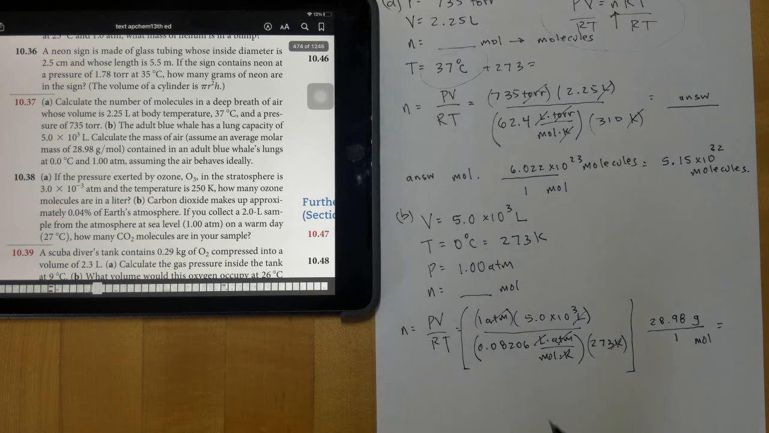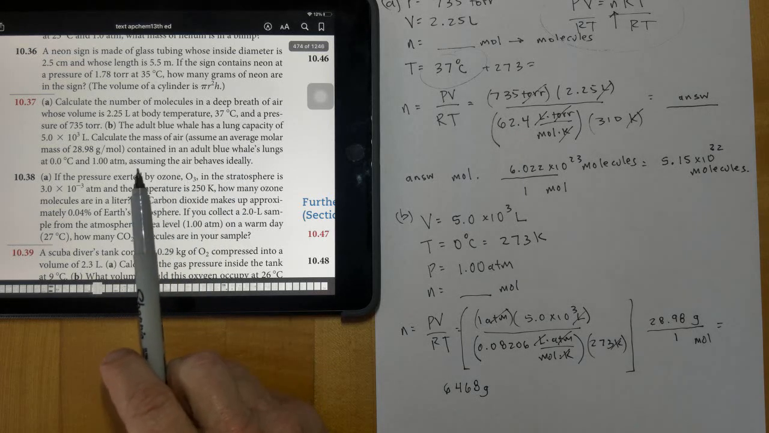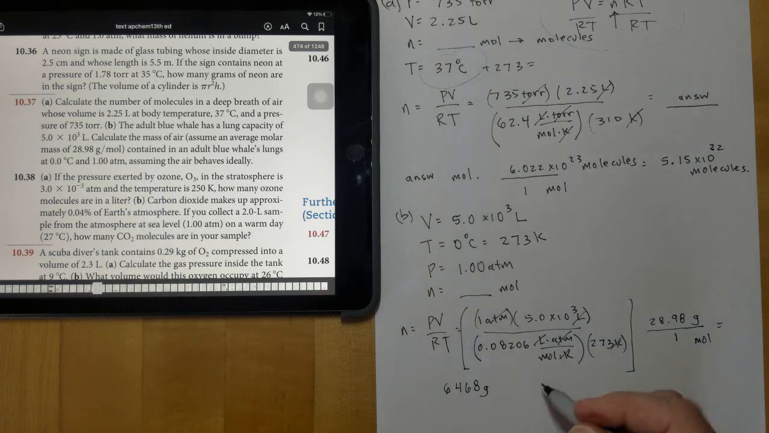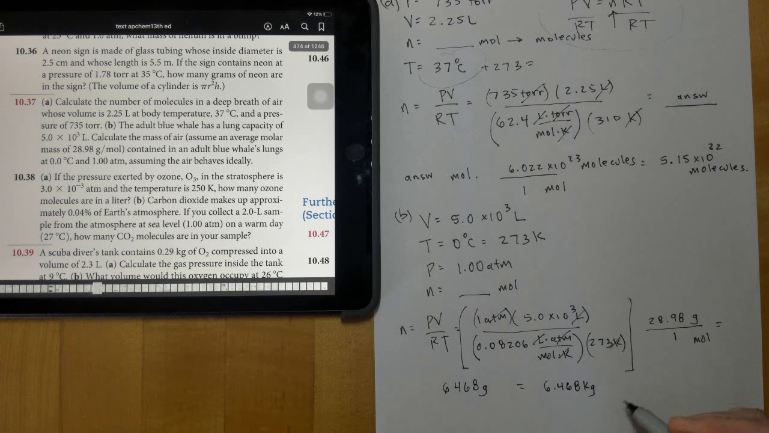And it turned out that there were 6,468 grams inside the blue whale's lung capacity. And it just said the mass, so that's fine. If you wanted to convert it to kilograms, it's 6.468 kilograms of air inside of the blue whale's lungs.